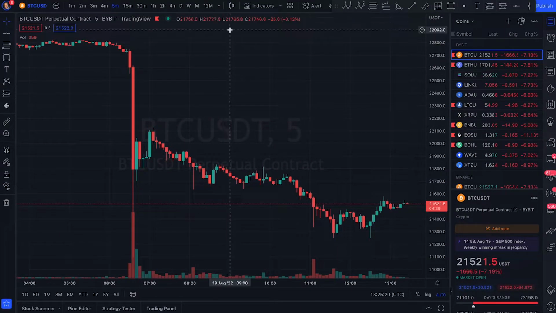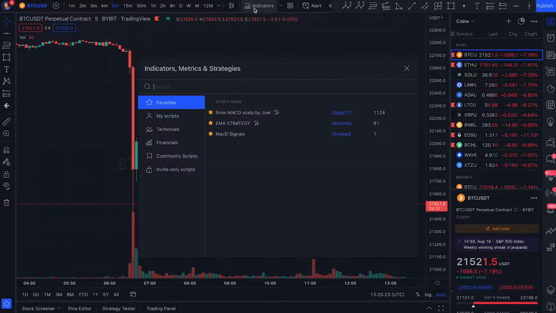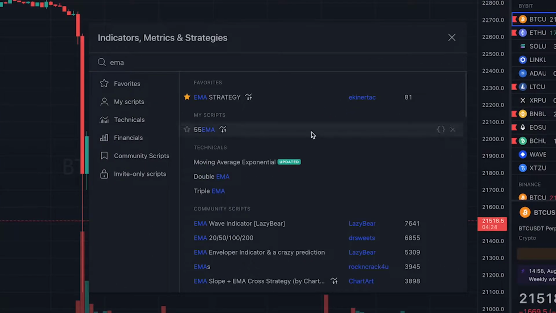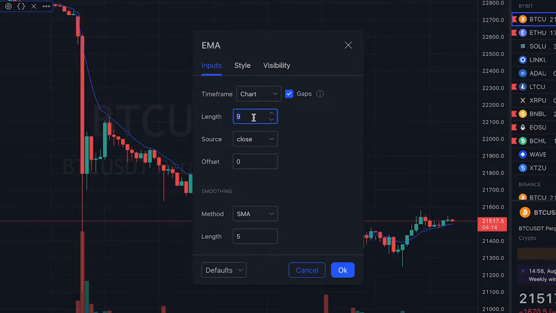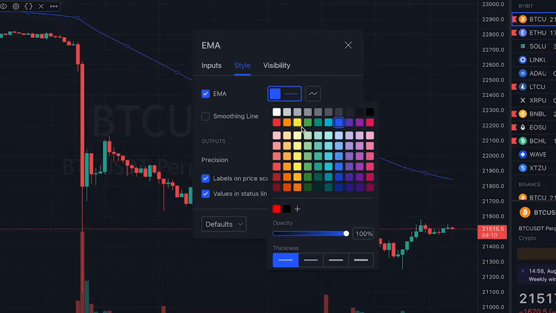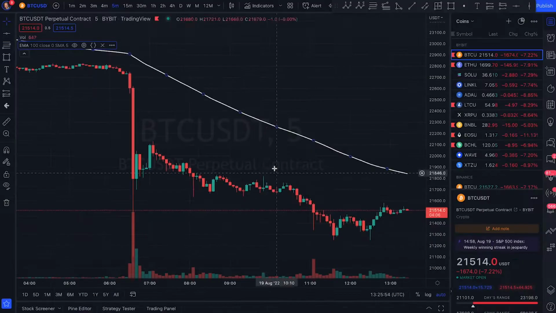So let's get started. For this strategy, we will first need to add the EMA to the chart. So go to indicators in TradingView and search for EMA, and then click the moving average exponential indicator one time. And then change the setting from 9 to 100. And I will also change the color to white and make the line a bit thicker. All right, just like that.